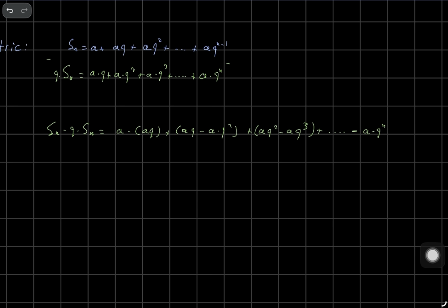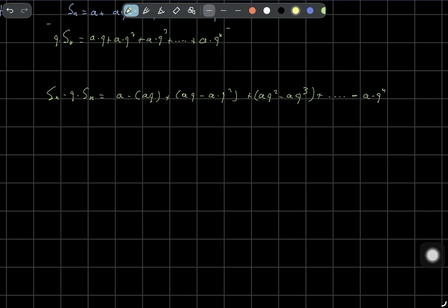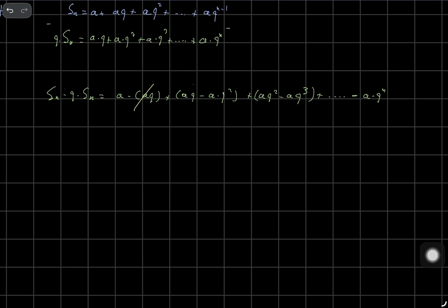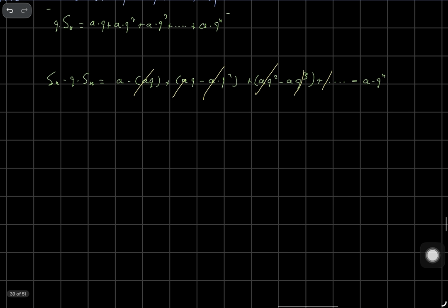Now let's notice something important here. We clearly notice minus aq goes with plus aq, minus aq squared goes with plus aq squared, minus aq cubed goes with plus aq cubed. So what can we conclude from this sum? We conclude that Sn minus q times Sn equals a minus the last term, which is a times q^n.